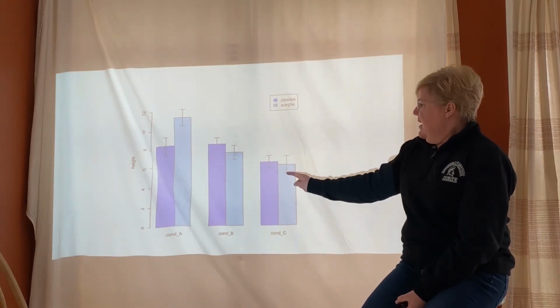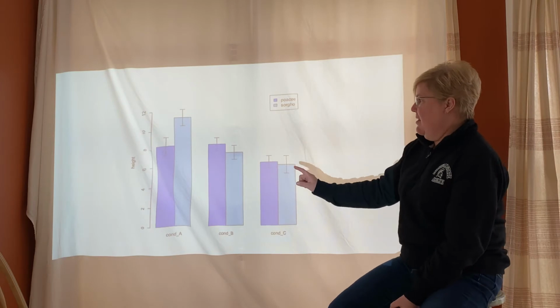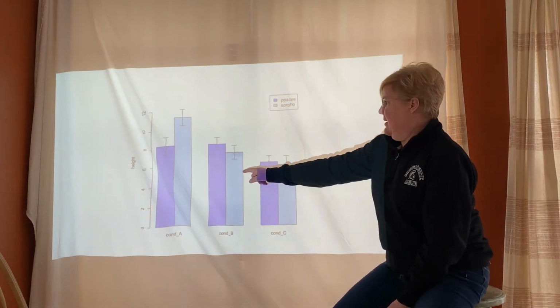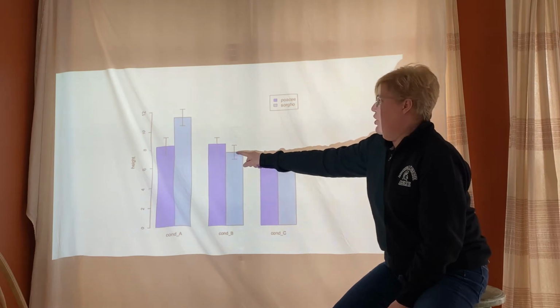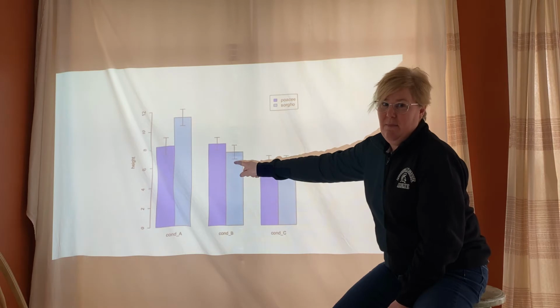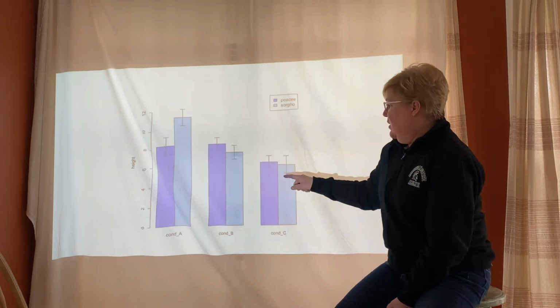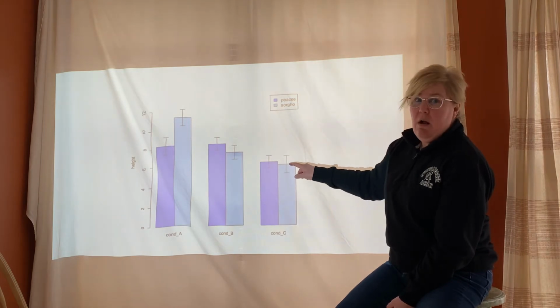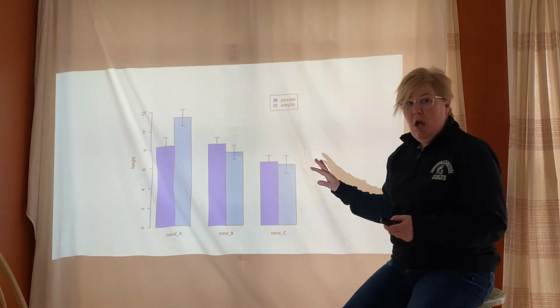So this error bar says that when they were averaging this, this was the average, but it could have been plus this much more or minus this amount. So each of these is plus or minus. This one has a pretty long error bar. So that's all an error bar is.